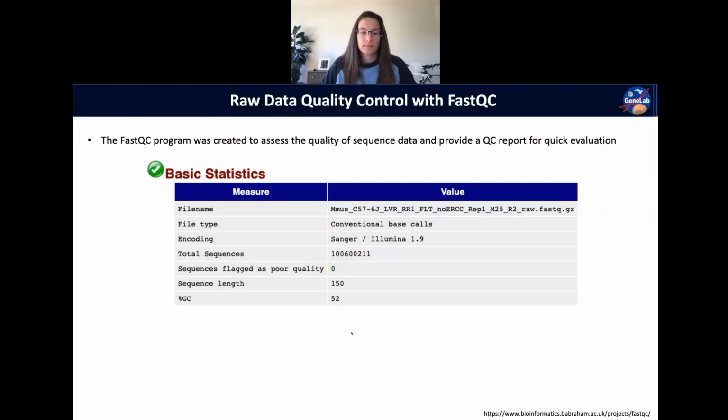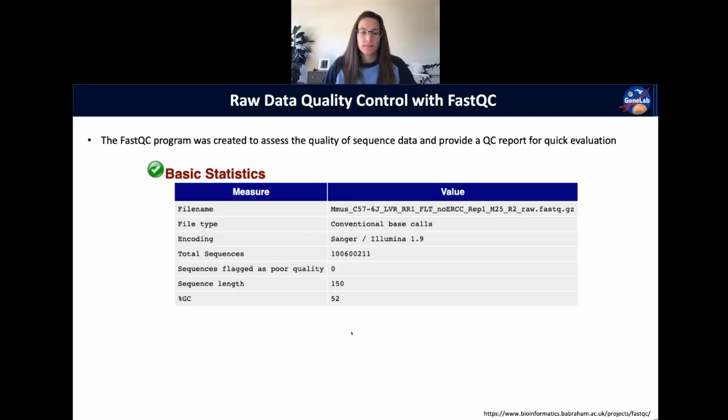Of course, it would be pretty cumbersome to have to go through and look at these ASCII scores for every single base pair, for every single read, especially when we said 40 to 60 million reads per sample. So a program called FastQC was created to assess the quality of sequence data and provide a nice QC report that will allow us to quickly evaluate the quality of our data.